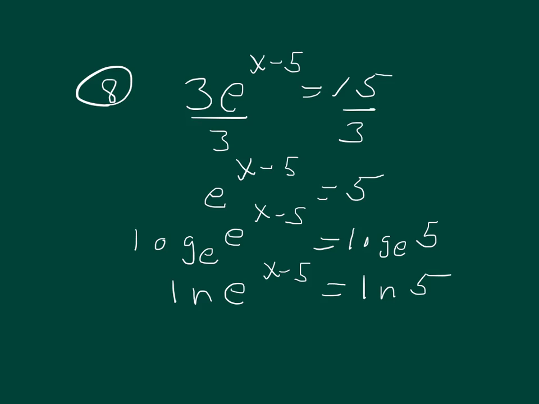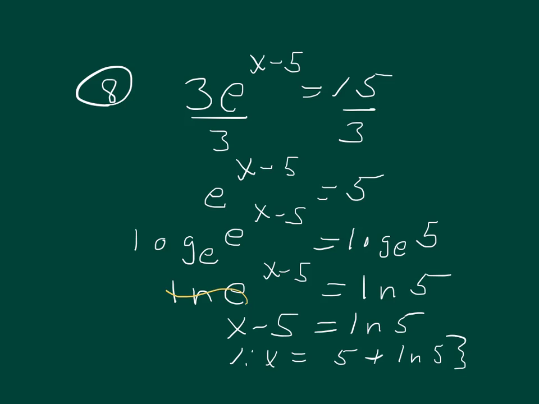Okay, now from here, this logs out, leaving you with x minus 5 is equal to the ln of 5. How do you get this x here by itself? Well, the opposite of subtracting 5 is adding 5. So you're going to add 5 to both sides, and you get x is equal to 5 plus the ln of 5. Now, you're going to leave it like that. Okay, so your final answer will be that answer right here.